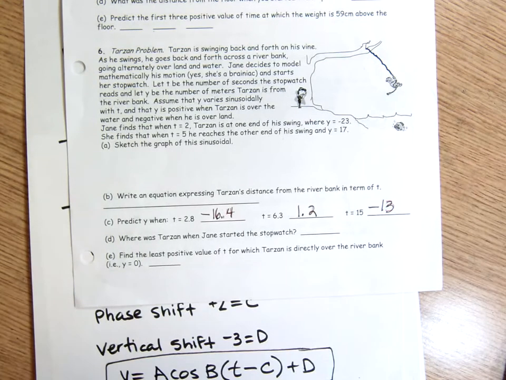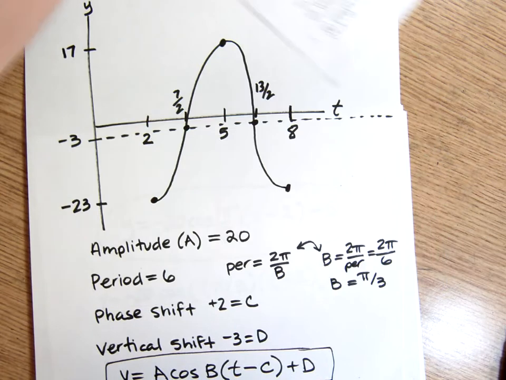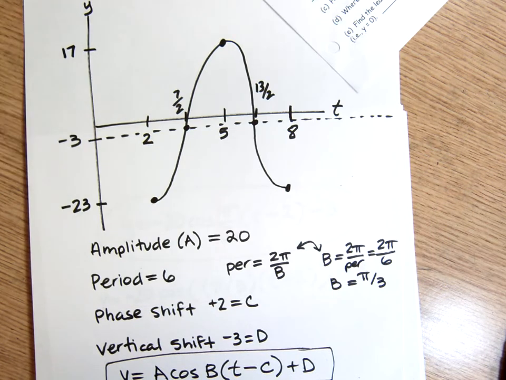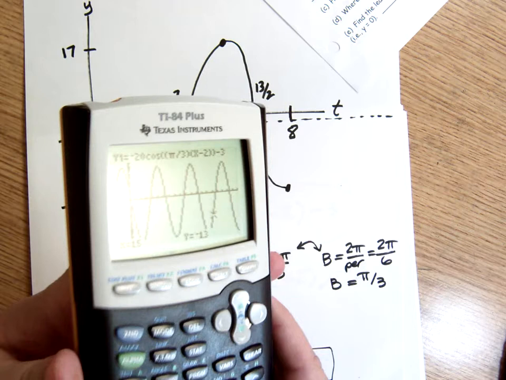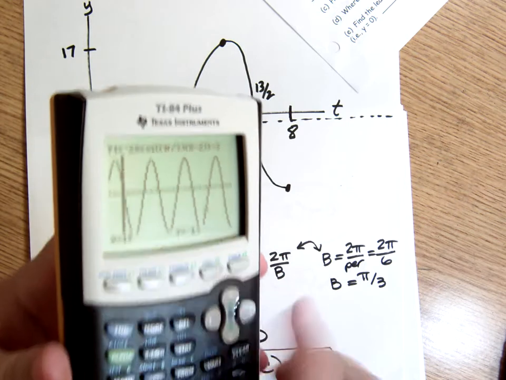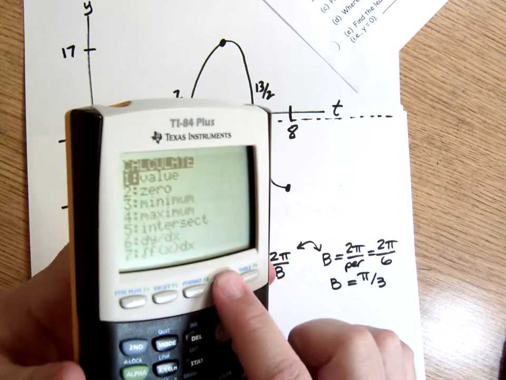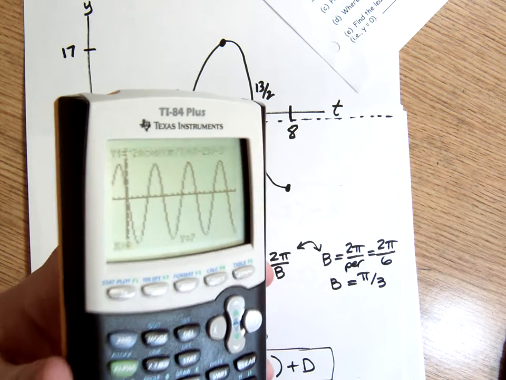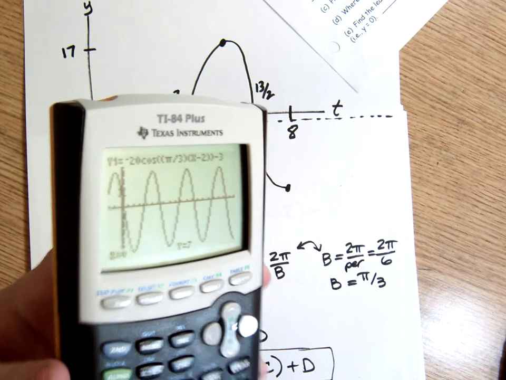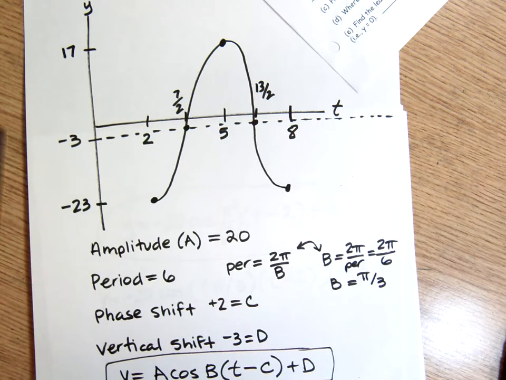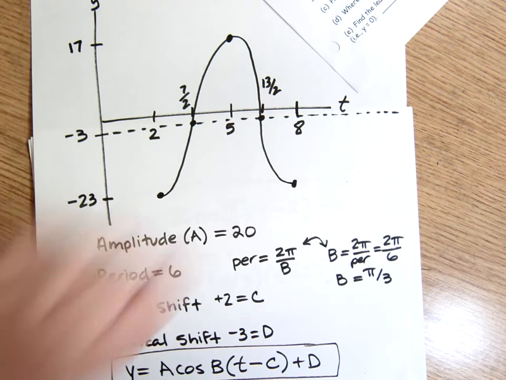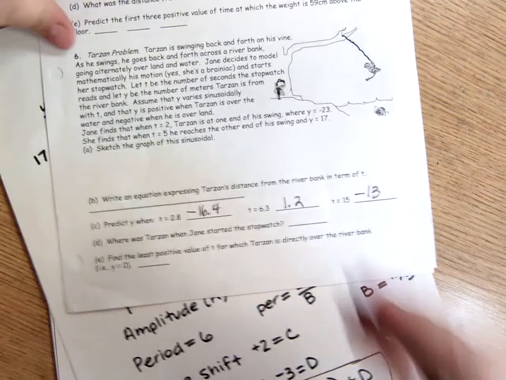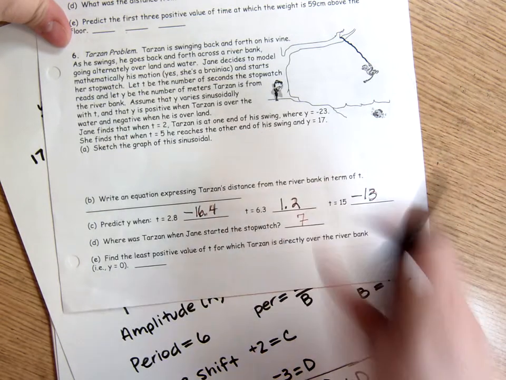Okay, where was Tarzan when Jane started the stopwatch? Well, if she starts the stopwatch, that means her time is 0. So we're talking back here. Time is 0 is the same as saying x is 0, so that's just another plug in x. So I'm going to do second trace, plug in a value of x, and that value is 0. And I find out that Tarzan was 7 feet out over the water, or at 7. Bad marker again.